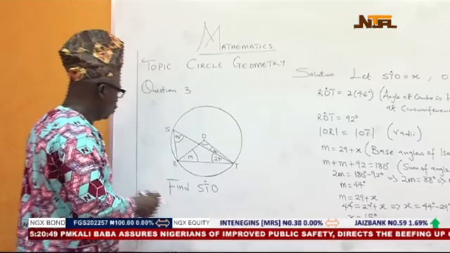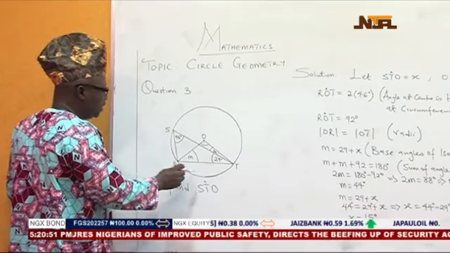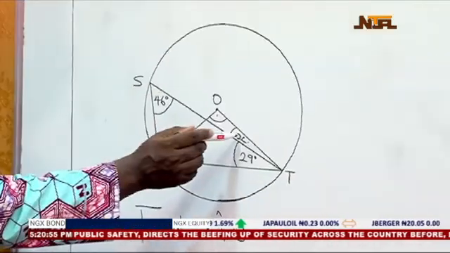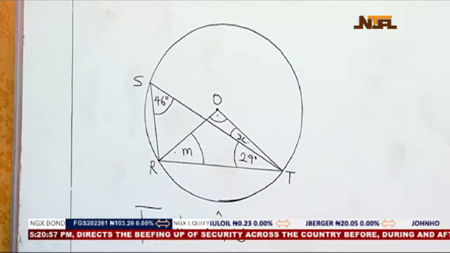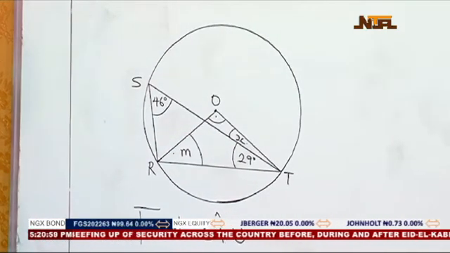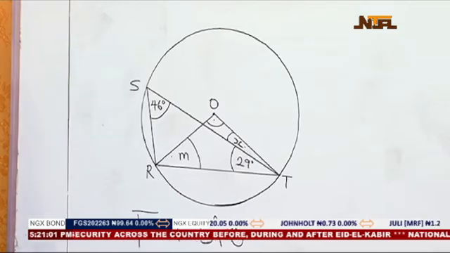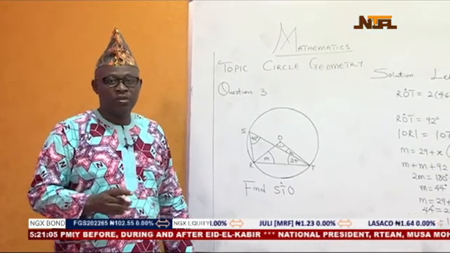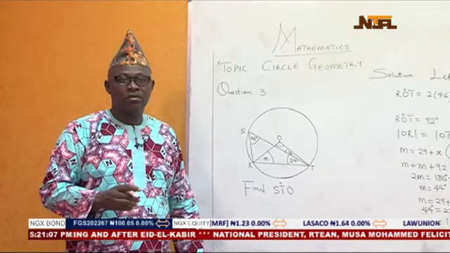So on this note, we've been able to find the value of angle STO, which we have denoted by x. Take a look at the solution on the board and then put the solution in your notes for further studies.